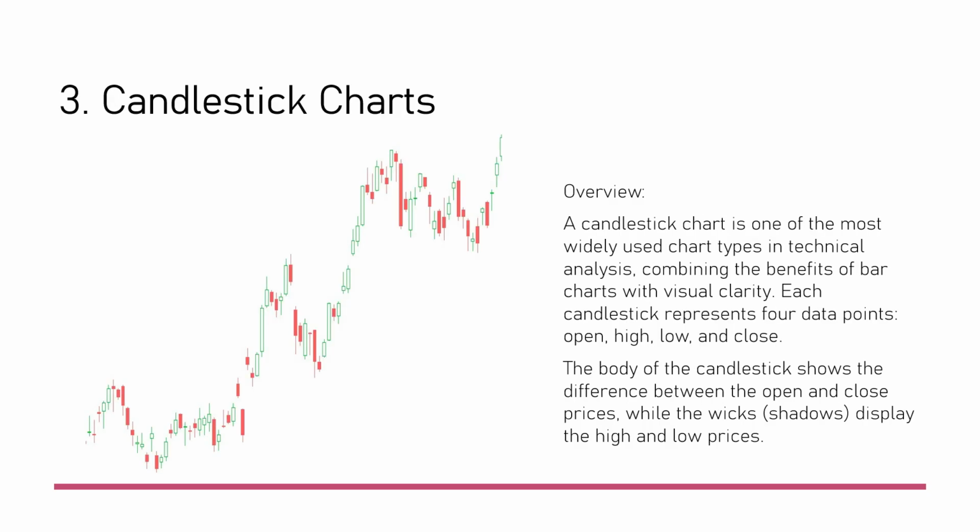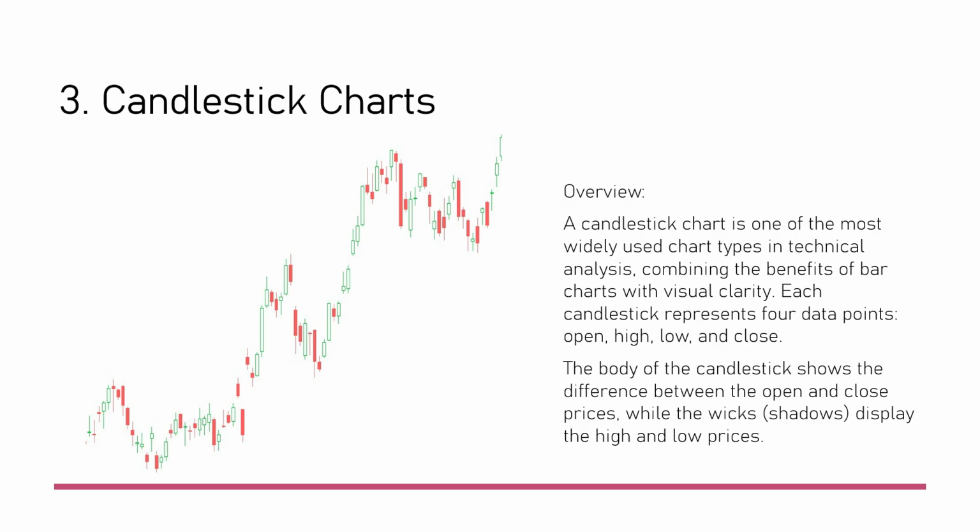Next, let's discuss candlestick charts, which are among the most popular and widely used chart types in technical analysis. Candlestick charts combine the detail of bar charts with visual clarity, making it easier to spot patterns and market trends at a glance. Each candlestick represents 4 data points within a time interval: the open price, where the market started; the high price, showing the peak during the period; the low price, indicating the lowest price traded; and the close price, where the market ended.